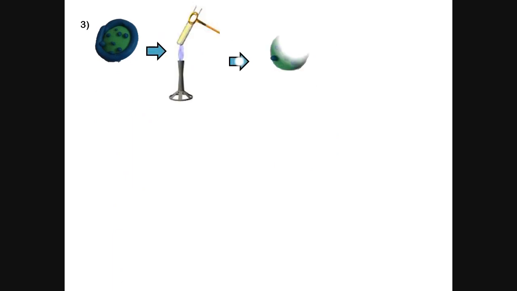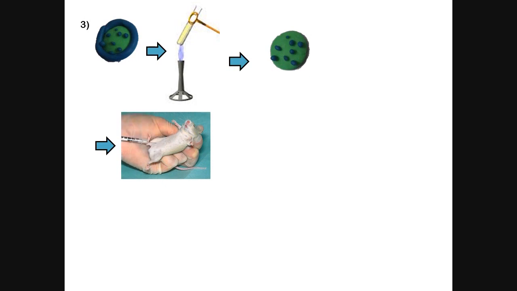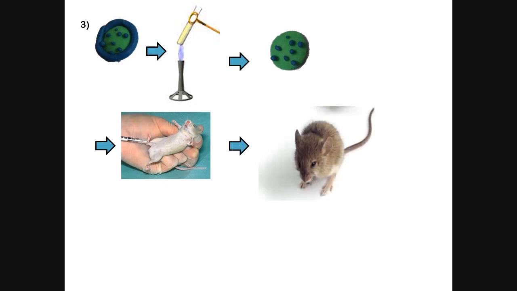Then there were sudden changes made in the experiments. The living S-type bacteria was heated and the capsule got dissolved. That bacteria was injected into the mice. The mice lived. The question arises, how did the mice live?